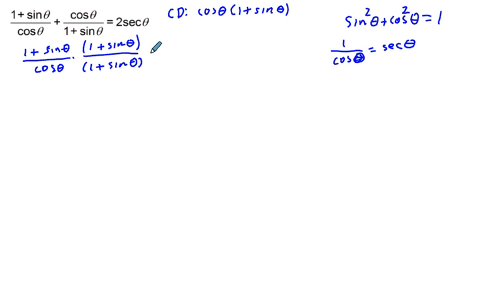And we have plus cosine theta over quantity 1 plus sine theta, and what do we have to multiply the denominator by to equal our common denominator? Well, it's going to be simply cosine theta. And again, the numerator is multiplied by cosine theta.